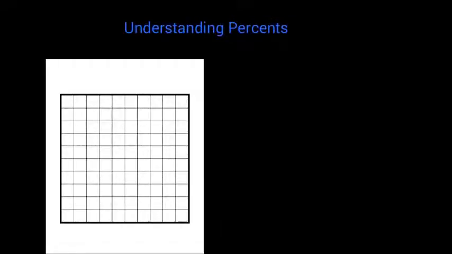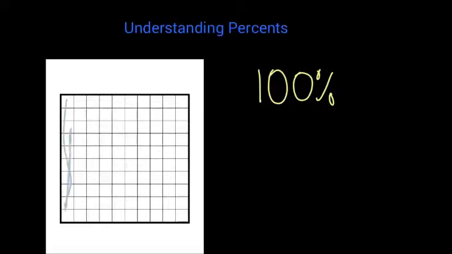Alright, today we're going to talk about understanding percents. And the first thing you have to know is that percent is always out of 100. So that's why it's easy to compare percents, because it's always based out of 100. So I have there a square, and inside the big square there's 100 little squares. So anytime you have a percent, it's how many of the little squares are colored in.